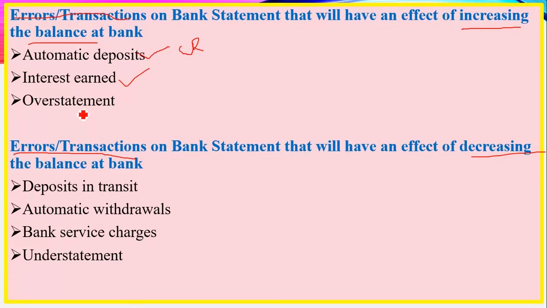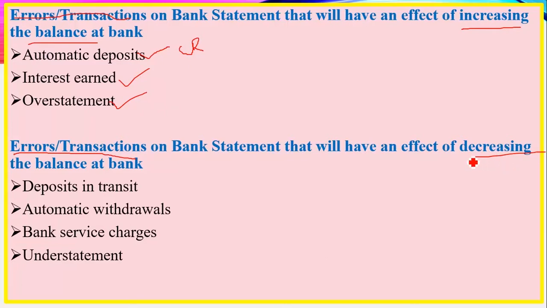The other thing is overstatement. Overstatement is when a figure that is entered into the bank statement is bigger, or more than what is actually supposed to be entered. Maybe you went and made a deposit of 20,000, but in the bank, the person preparing the bank statement enters 200,000 instead of 20,000. They have increased the figure from 20,000 to 200,000. That will again have an impact on the final figures.